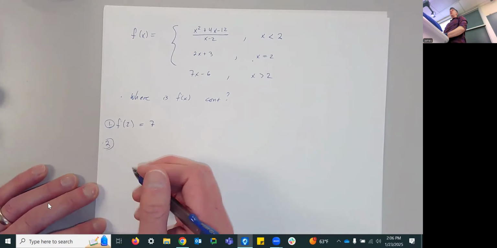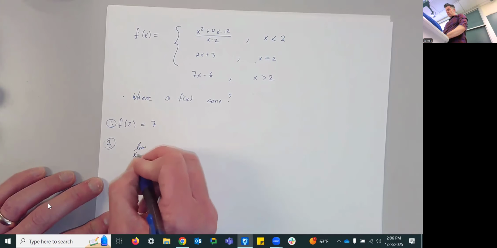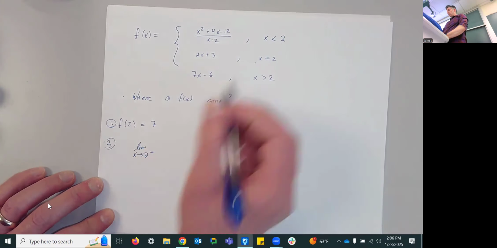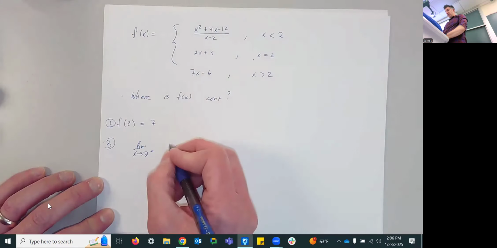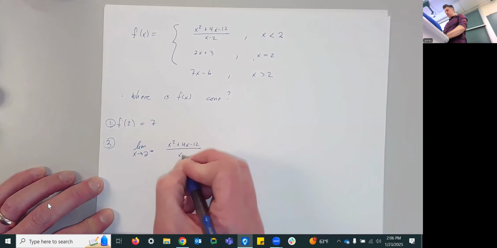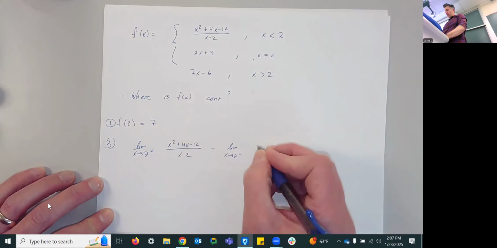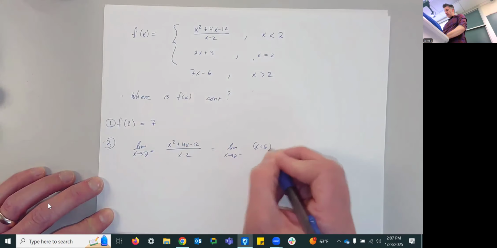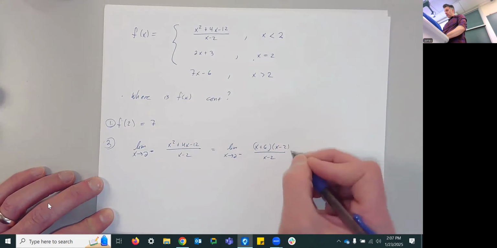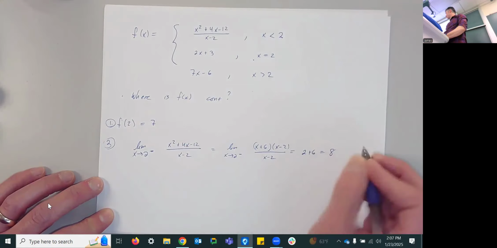Now we do have to look at the one-sided limits. So the limit as x approaches 2 from the left, we're going to use this piece of the function. We already did this piece before, so I should have just factored it, but I didn't. So that's going to be the limit as x approaches 2 from the left of x plus 6 times x minus 2 over x minus 2. The x minus 2's cancel. We're left with x plus 6, which is going to be 2 plus 6, which is 8.